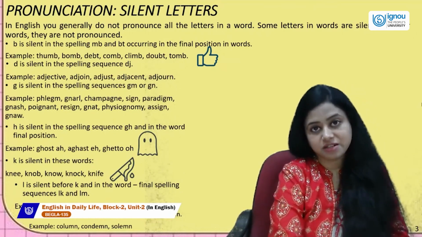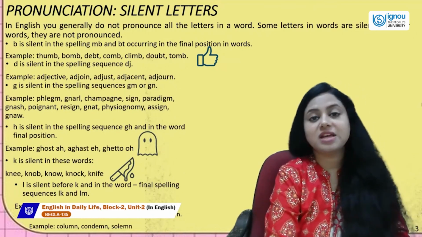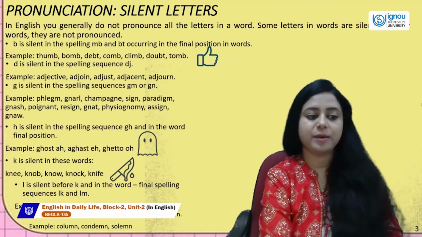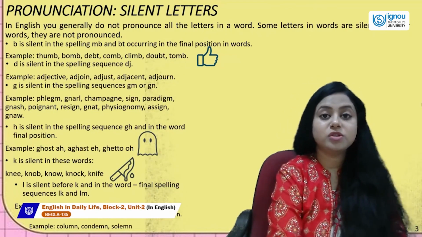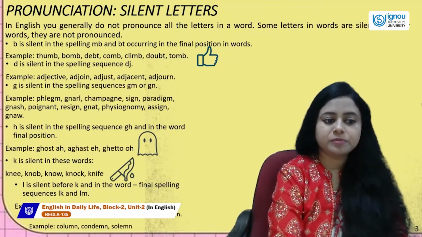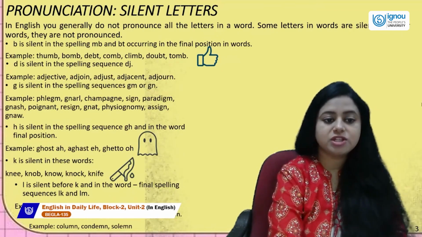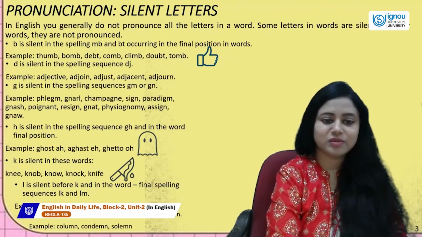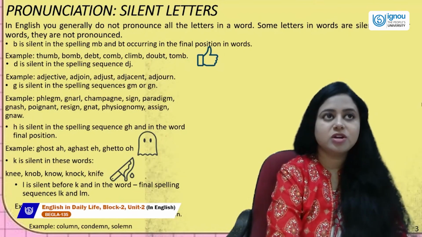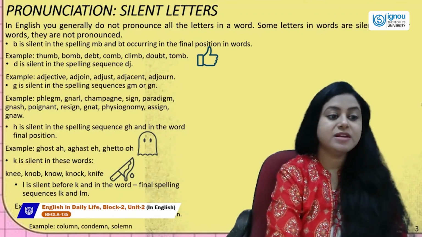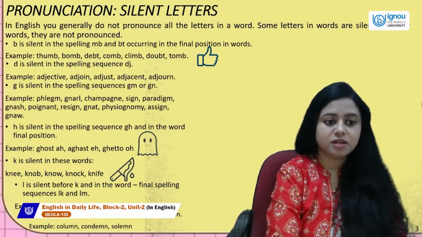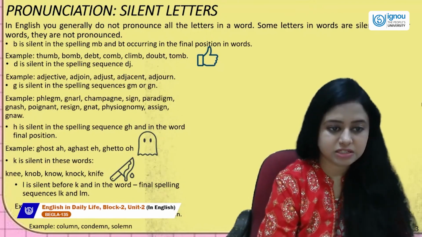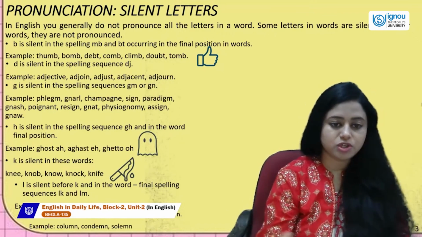Next, G is silent. In the set of words that I'm going to speak about now, you'll see that G is silent. For example, phlegm. G is silent. You just say phlegm. And you can also look at the slides to get a better understanding. So phlegm, gnat, champagne. You don't say the G in champagne, right? Sign. You don't say signer, right? Paradigm. Not paradigm with a G sound. Gnash, right? Resign. Gnat. Physiognomy. Assign. Gnaw. So G is silent in these, whether it is GM or GN sequence.